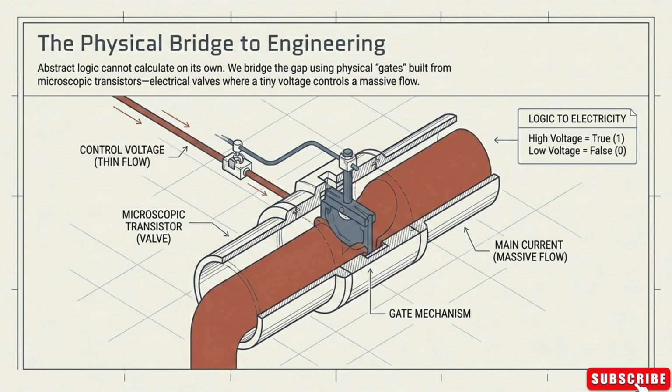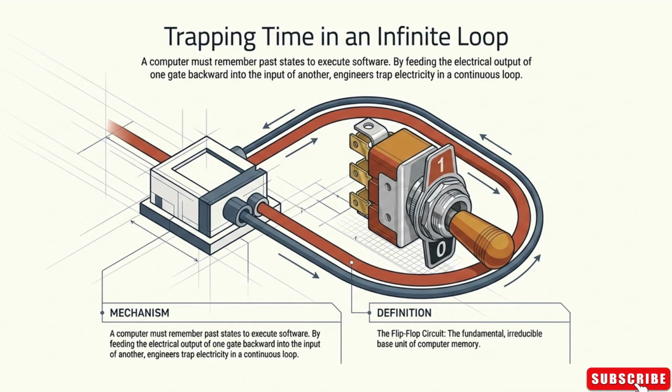But a computer that only reacts in the present moment is, well, it's basically a calculator. To run complex software, the machine has to remember its past states. And we achieve this with something called the flip-flop circuit. The flip-flop. I genuinely love that the architects of the digital age went with such a playful name for this. I know, it's great. But it perfectly describes the physical action taking place. A flip-flop is created by feeding the electrical output of one logic gate backward into the input of another gate. Wait, backward? Yeah, you are essentially creating an infinite feedback loop.